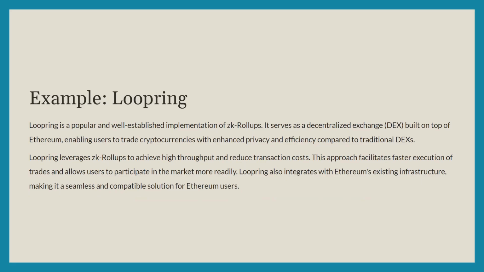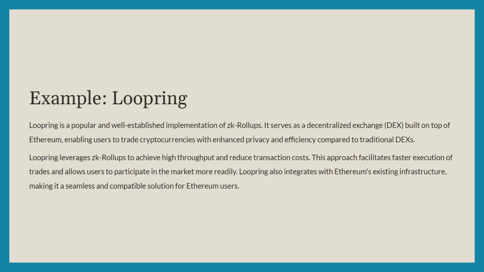Let's talk about an example like Loopring. Loopring is a popular and well established implementation of ZK rollups. It serves as a decentralized exchange, DEX, built on top of Ethereum, enabling users to trade cryptocurrencies with enhanced privacy and efficiency compared to traditional DEXs.